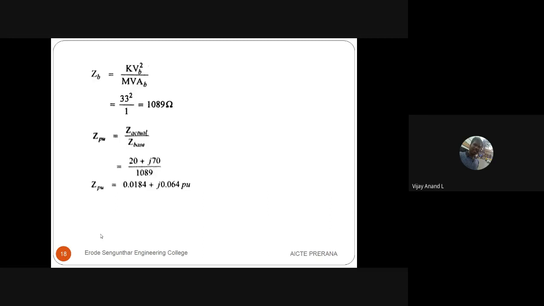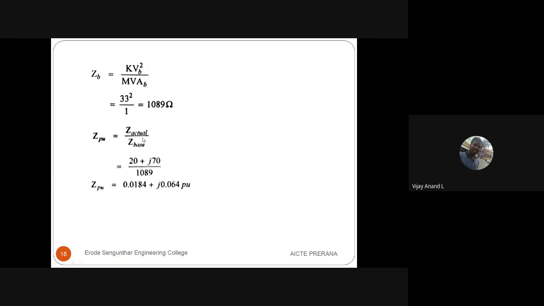So again we go for a formula. We know that Z per unit is equal to Z actual divided by Z base. Actual is given, that is 20 plus j70. We have to calculate Z base. Z base is nothing but KVB square divided by MVA. So KVB is 33 kilovolt and MVA is 1. Just substitute this in the equation and we will get 1089 ohm. That is, Z base value is 1089 ohm.